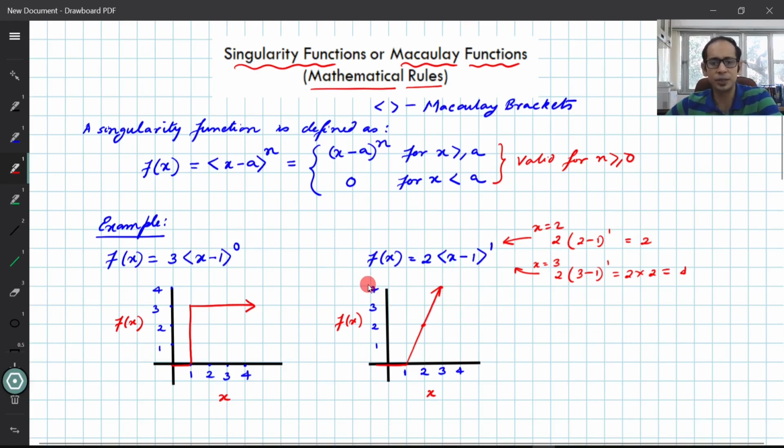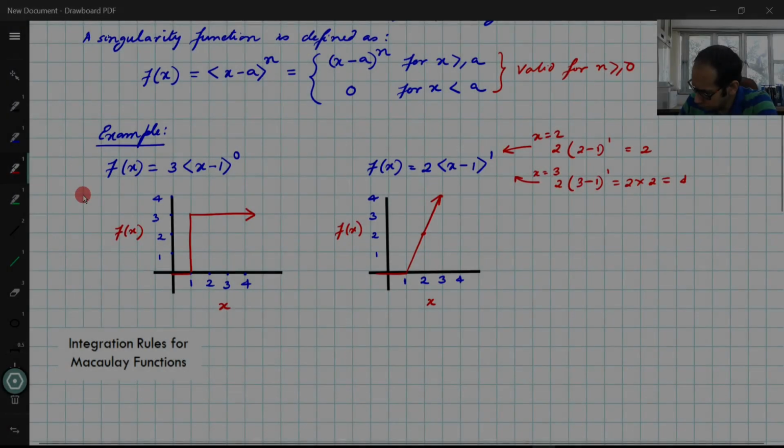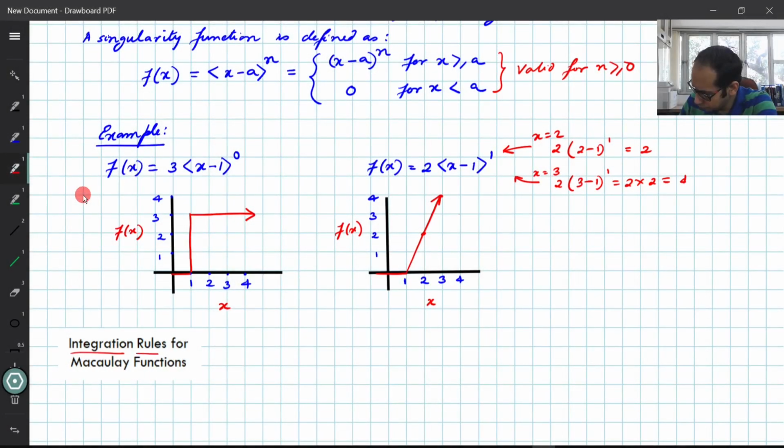Now there are certain integration rules for Macaulay functions which are going to be phenomenally helpful for you while you solve some of the beam deflection problems. So let's take a look at some of the integration rules for the Macaulay functions. I'm going to scroll down and write it out. So the integration rules for Macaulay functions are as follows. If you take a Macaulay function, something of the order of like this, and try to integrate that, let's see how that looks.